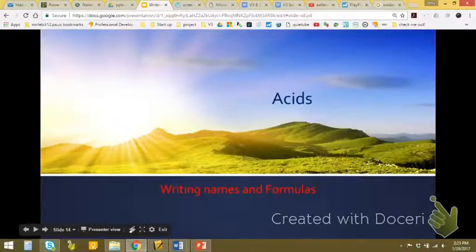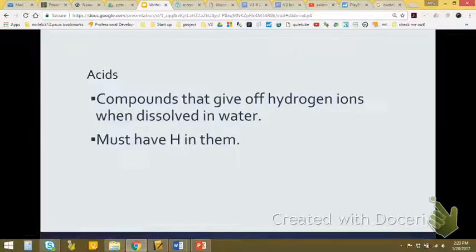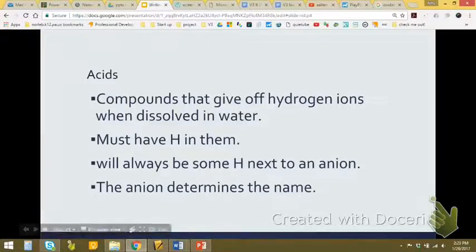One last thing to discuss is writing names and formulas for acids and bases. Acids are compounds that give off hydrogen ions. So remember, a hydrogen ion would be a hydrogen plus 1 when they are dissolved in water. They have to have hydrogen in them. Bases, on the other hand, have to have hydroxide in them, so the OH minus 1 charge. So for an acid, it'll always be a number of hydrogen atoms next to some sort of anion. The anion determines the name.